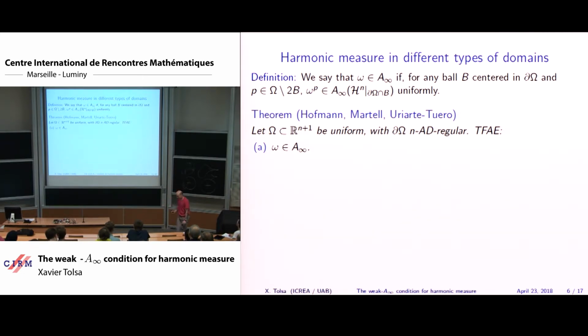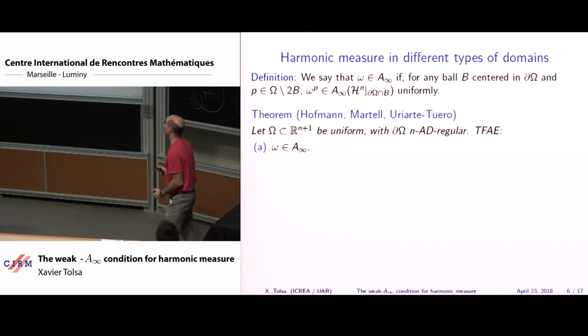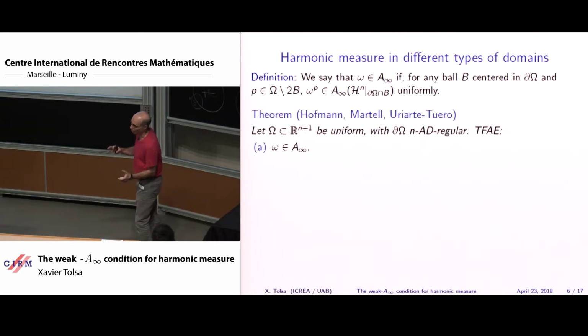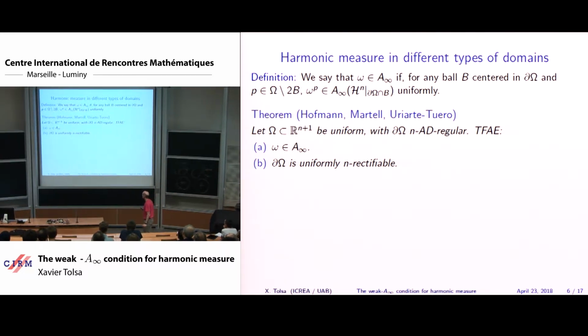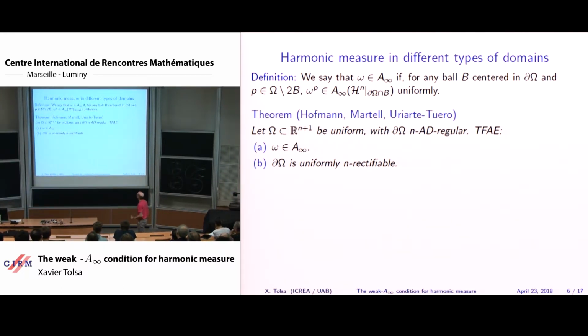Instead of NTA, it assumes omega to be a uniform domain. Remember that NTA is uniform plus exterior corkscrew. So uniform is more general. So we have a uniform domain with n-regular boundary. Then it turns out that it is equivalent to say that omega is in A infinity, and this is equivalent to say that the boundary is uniformly n-rectifiable. So we have a characterization of the A infinity condition of harmonic measure for uniform domains.